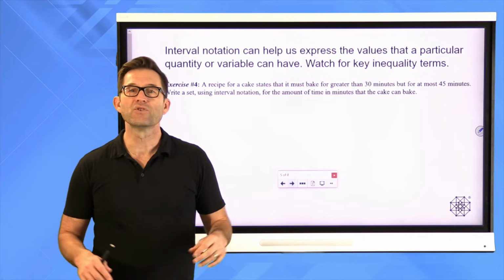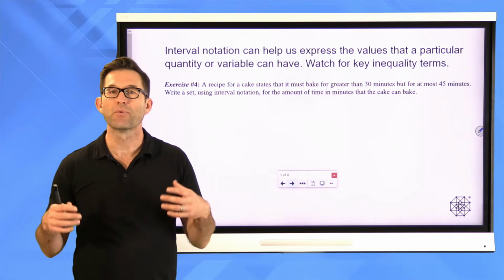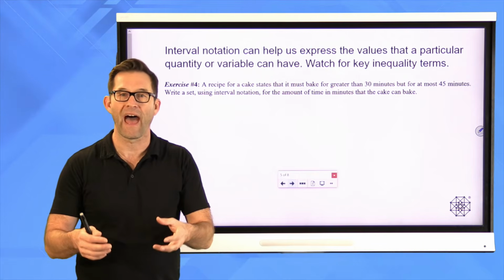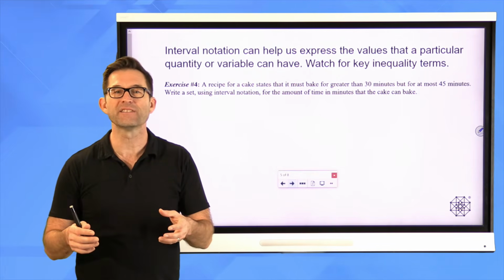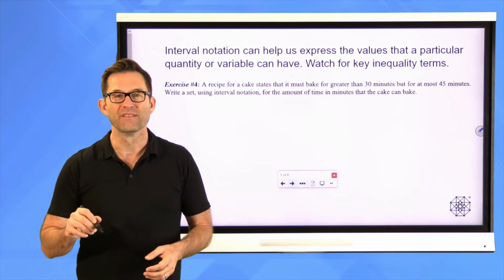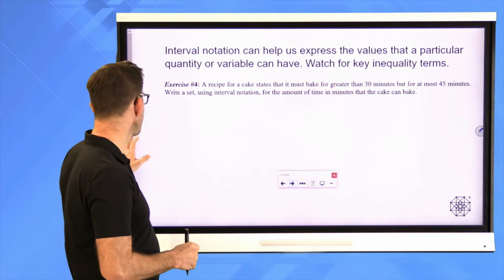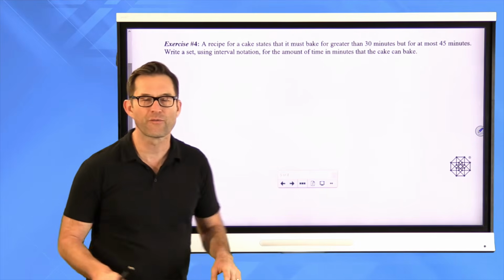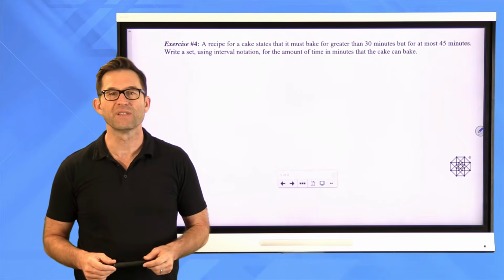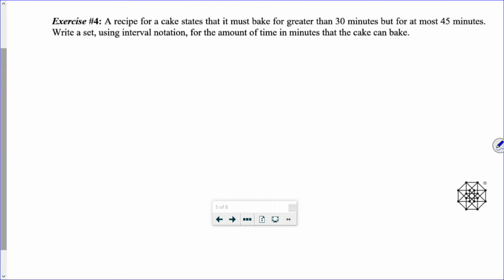Let's take a look. Interval notation can help us express values that a particular quantity or variable can have. And that's really nice because we can avoid using the set builder notation that can get confusing and wordy. So let's take a look at exercise number 4 and watch for key phrases that we've seen in our inequality work. A recipe for a cake states that it must bake for greater than 30 minutes, but for at most 45 minutes. Write a set using interval notation for the amount of time in minutes that the cake can bake.